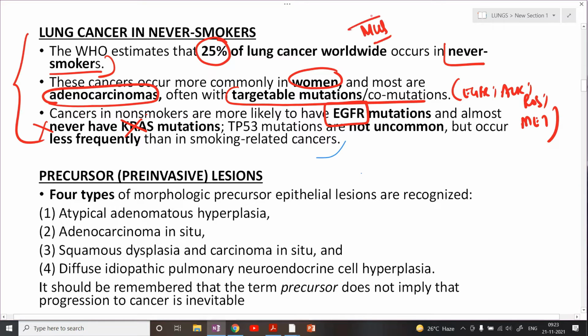They will ask you: all of the following are true regarding lung cancer in never smokers, except. So all these parameters will be there. They will give whether they are most commonly seen in women, or most common variant is adenocarcinoma, or they are associated with EGFR mutation. Then some other point will be given, like they are most commonly seen in squamous cell. So that last option is the wrong option. That is why these points are very important.